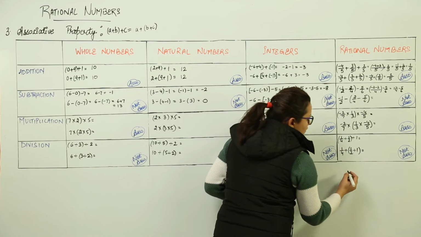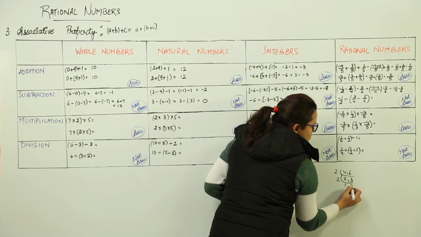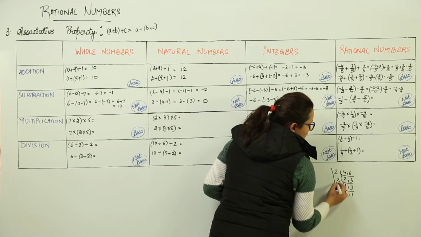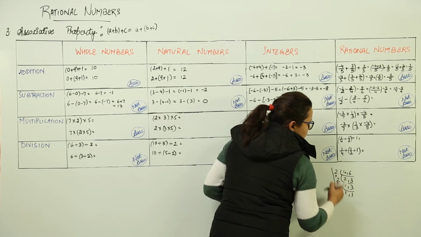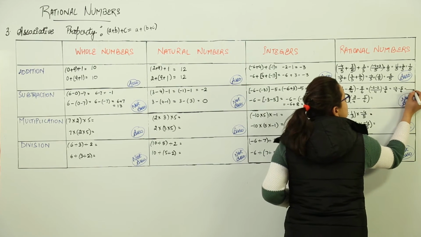So I hope you are aware how to take out the LCMs. It is 2 and 3. This goes with 2 again and 3. So what is my LCM? 2 into 2 into 3. That makes 12. So my LCM comes out to be 12.